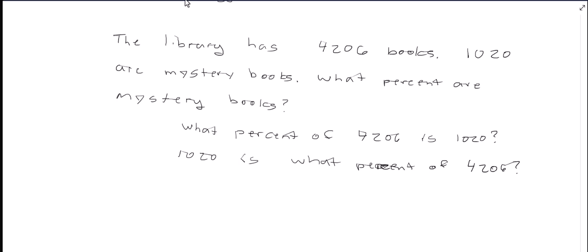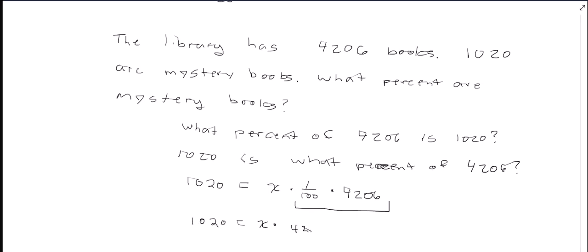And now it's in a format that we can just translate, just straight word for word into algebra. So 1020 is equals, what is x? Percent times 1 over 100 of times 4206. Okay, so here we've got x times 1 over 100 times 4206. So we need to do the multiplication of the numbers first. So 1020 equals x times, so 4206 times 1 over 100 would be 42.06.